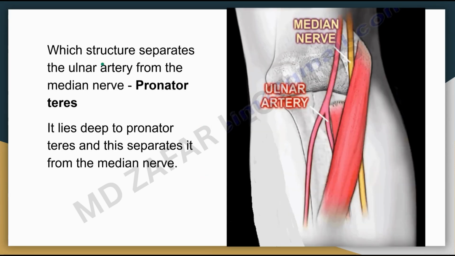So next up we have which structure separates the ulnar artery from the median nerve, and the muscle is pronator teres. So this is one of the very important concepts in MCQ. So I have found this very beautiful diagram to illustrate this concept that pronator teres has two heads, and the two heads are going to separate the ulnar artery. Here we have the brachial artery. It is going to divide into radial as well as ulnar. So here we will have the median nerve, and these two structures are being separated by the pronator teres, which is present like this.